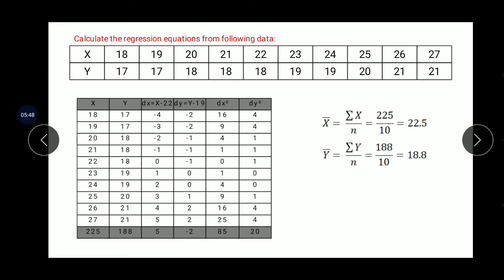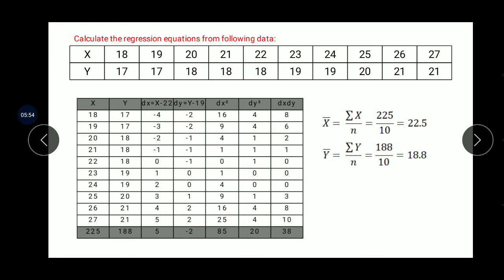So after calculating these things, the final thing which we need to calculate is dx into dy. Minus 4 into minus 2, 8, minus 3 into minus 2, 6, minus 2 into minus 1, 2, minus 1 into minus 1, 1, 0 into minus 1, 0, and so on for all of the values. And we'll calculate the sum of these values, and the sum comes out to be 38.